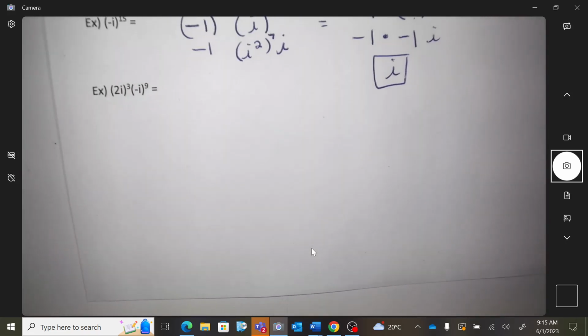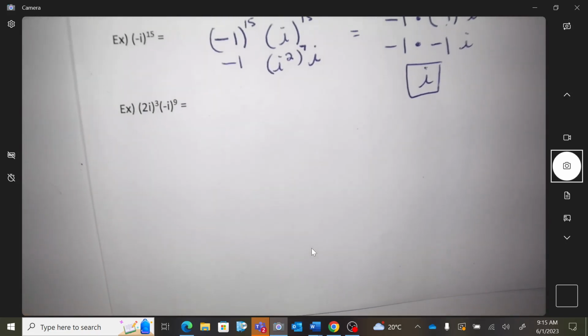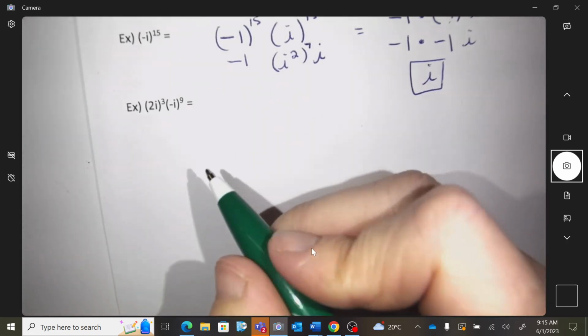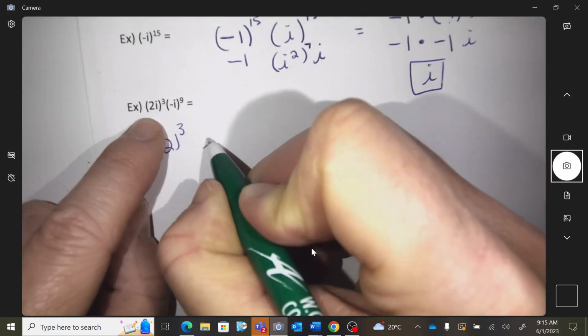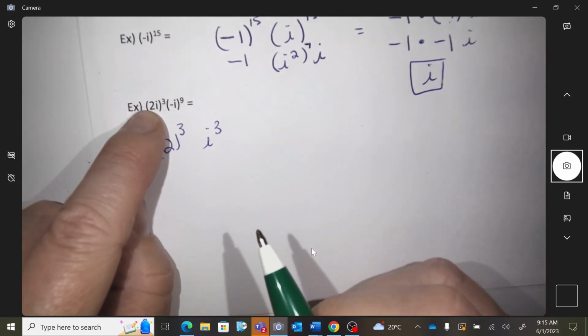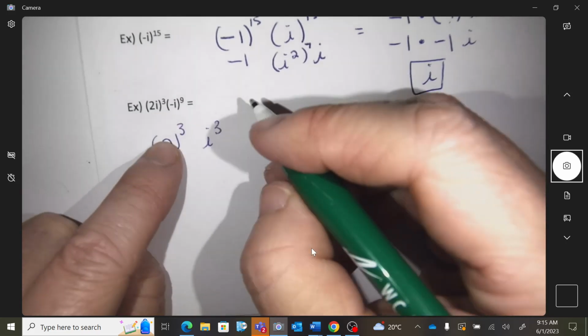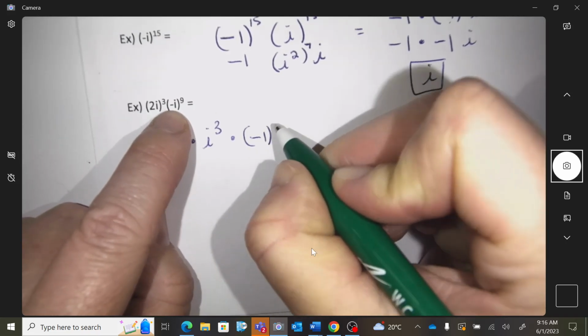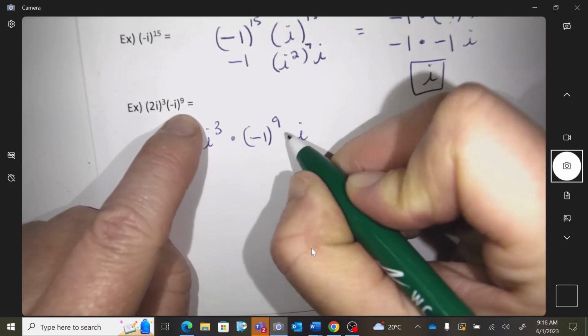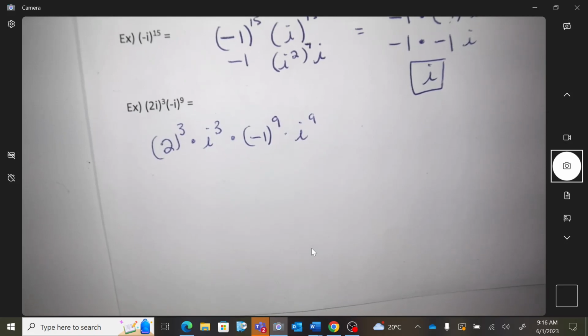Okay, this last example, we're going to do the same way. We're going to treat the coefficients separate from the i parts. So here I'm going to separate: 2 cubed, i cubed. 2 gets cubed, the i gets cubed. There's a -1 that gets raised to the 9th and an i that goes to the 9th. So coefficients and the i's, you've got to attack them both with the exponent.